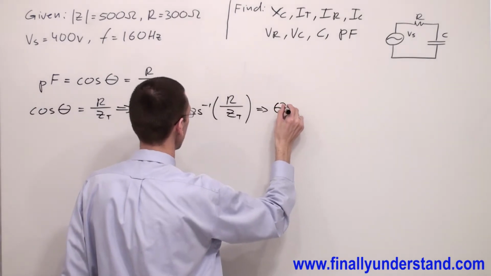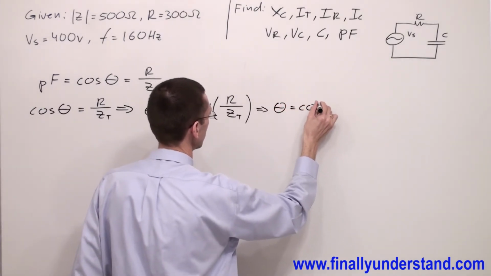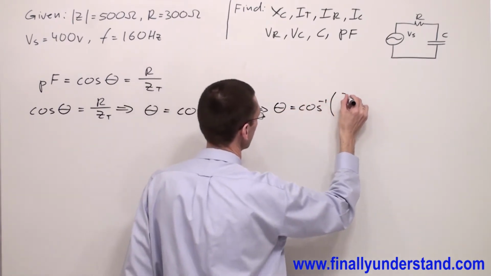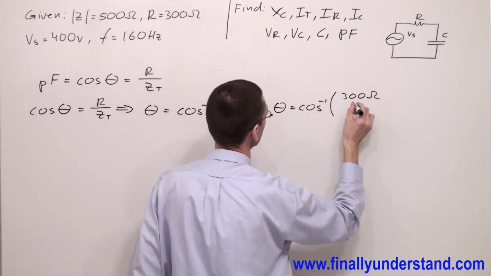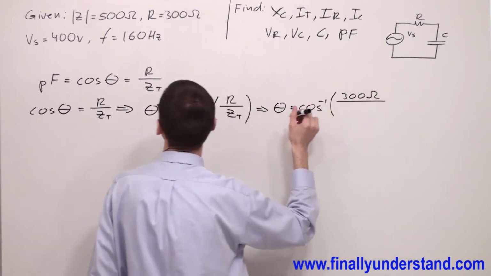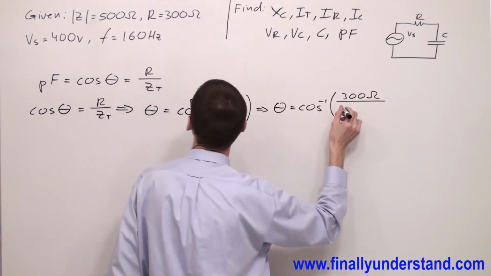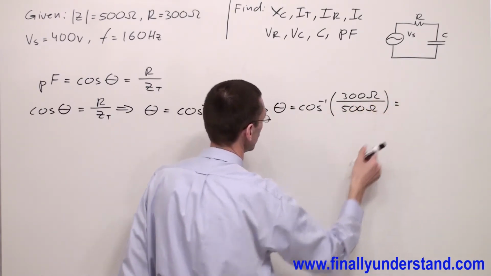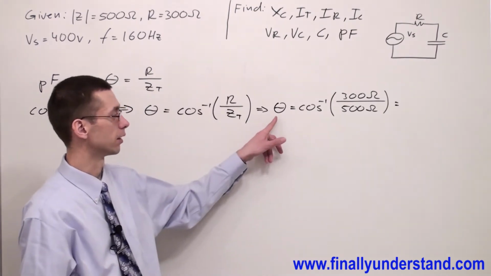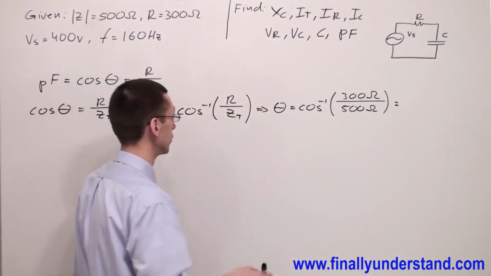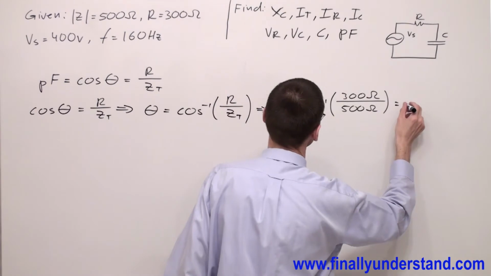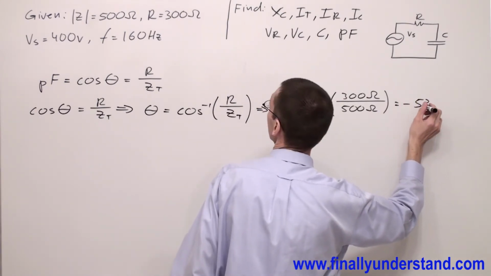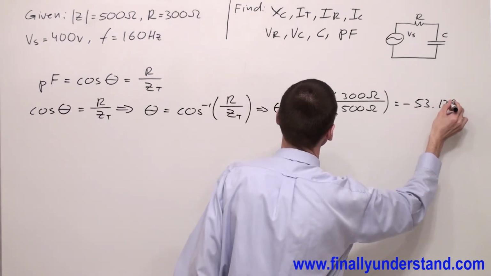So I have theta equals inverse cosine, and I have resistance equal to 300 ohms, and total impedance is equal to 500 ohms. Use the calculator and calculate the angle theta. So you're supposed to get the value of negative 53.13 degrees.